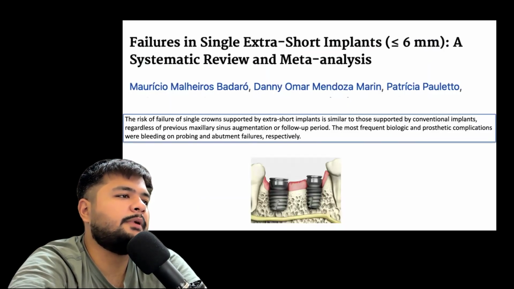This was an article by Mauricio et al., the failures in single extra short implants less than or equal to 6 mm, a systematic review and meta-analysis. The risk of failures of crowns supported by extra short implants is similar to those supported by conventional implants, regardless of previous maxillary sinus augmentation or follow-up period. The most frequent biological and prosthetic complications were bleeding on probing and abutment failures, respectively.